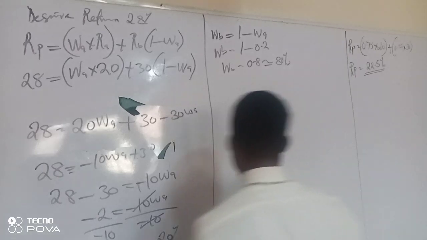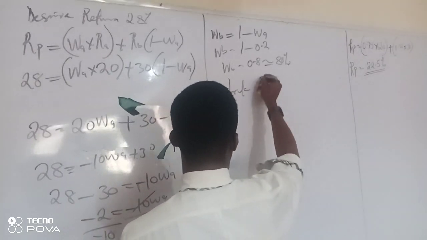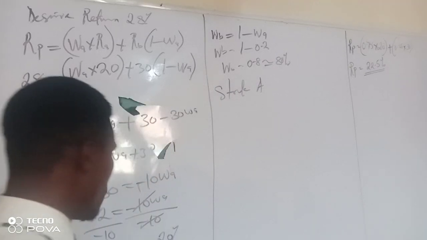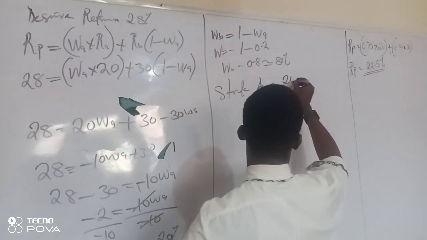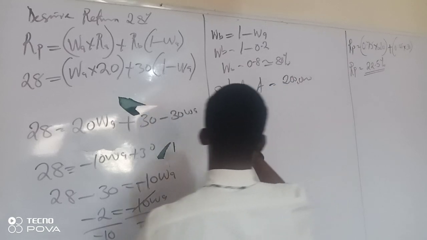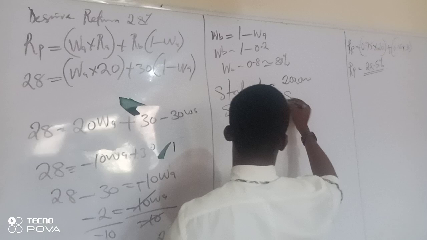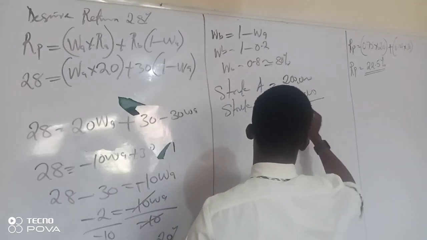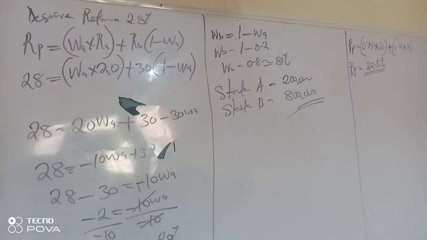So therefore, we must now invest in your stock A. In stock A, you invest how many percent? 20% of 1 million. What do you have? 200,000. Invest 200,000. Then in stock B, you invest how much? 800,000. That's how you invest if you want to achieve a return of 28%.